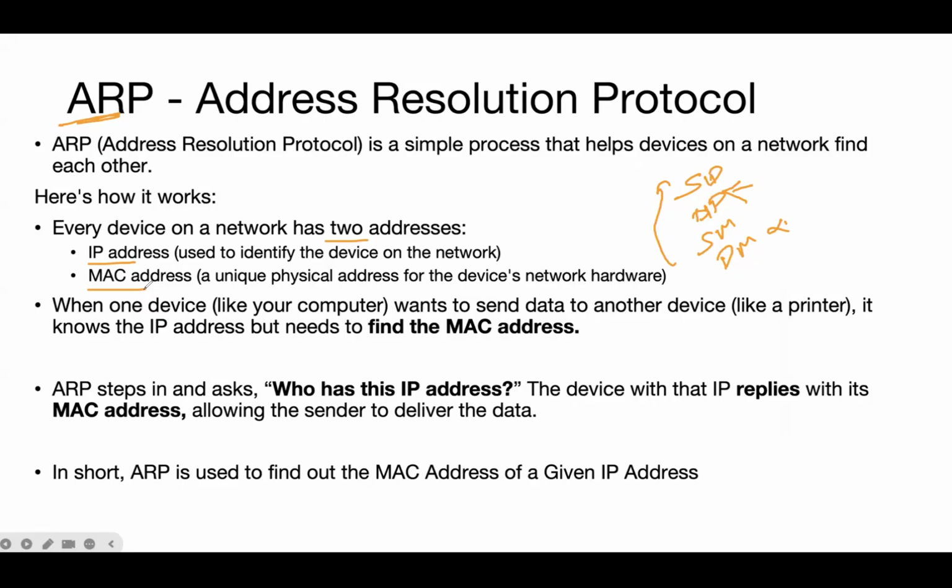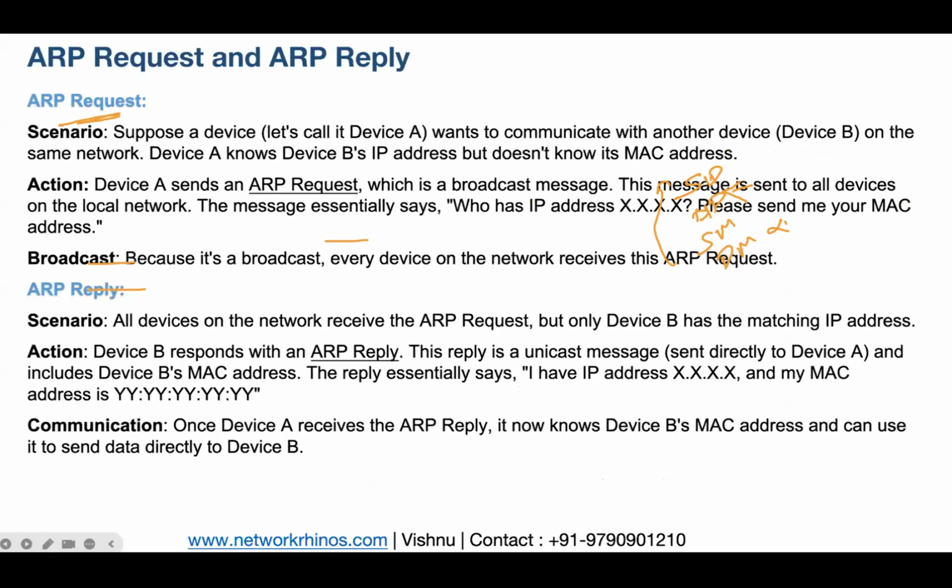For that ARP request, that device has to reply with an ARP reply. When he replies now, he will reply using his MAC address only. So ultimately, I will learn that particular MAC address. So in short, ARP is used to find out the MAC address of a given IP address. And here we have ARP request and reply.